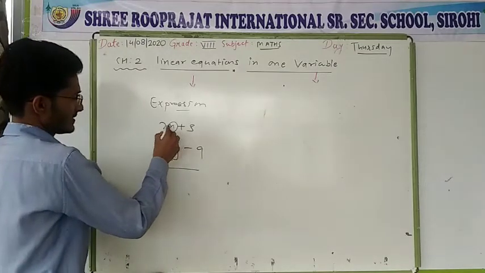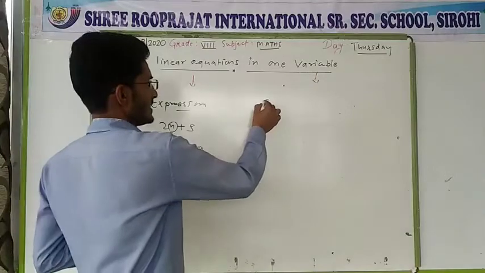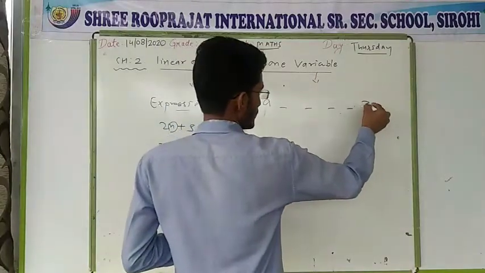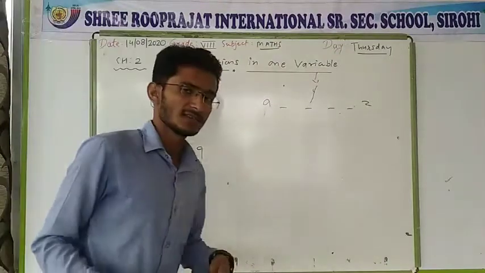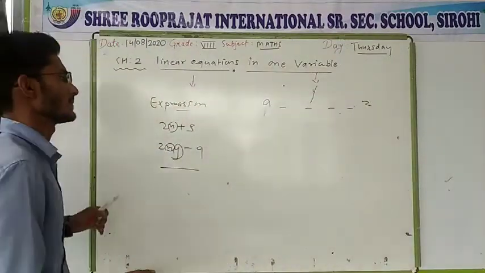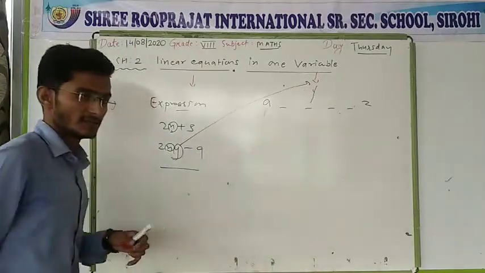As you can see, there are some alphabets given, x, y, or a to z. Any letter you can use as a variable. You can use a, b, c, d, n, p, q, anything. So x, y, these are the variables.